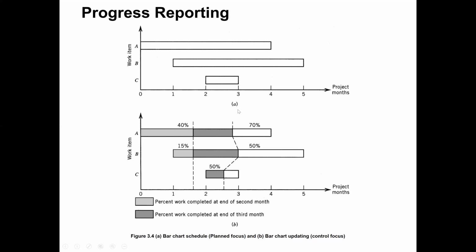Next, in another chapter we will discuss the S curve, but here it is progress reporting. Some project managers like to use a bar chart to report the progress, how much work has been completed or done, and they update their bar chart this way and report the progress.